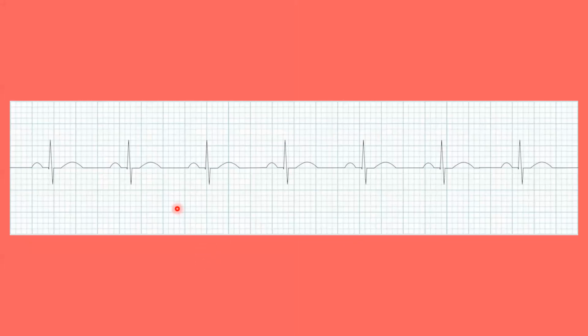So here, what's my rate? And we're going to be working on these rhythms together, so I want some feedback from you guys. 70. Yes, 70. So 1, 2, 3, 4, 5, 6, 7 times 10 would be an approximate rate of 70. Does it look regular or irregular? Regular. Okay. And there are some that I'm just going to have to give you the answer for because we don't have measurement tools, right?